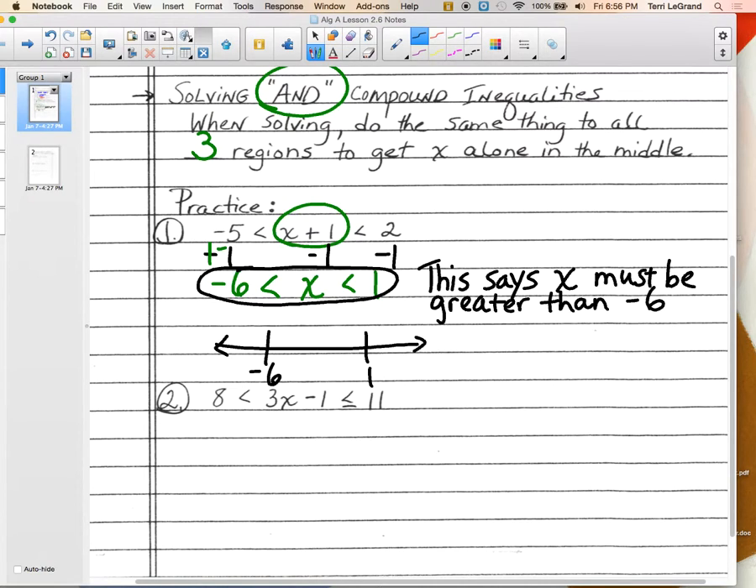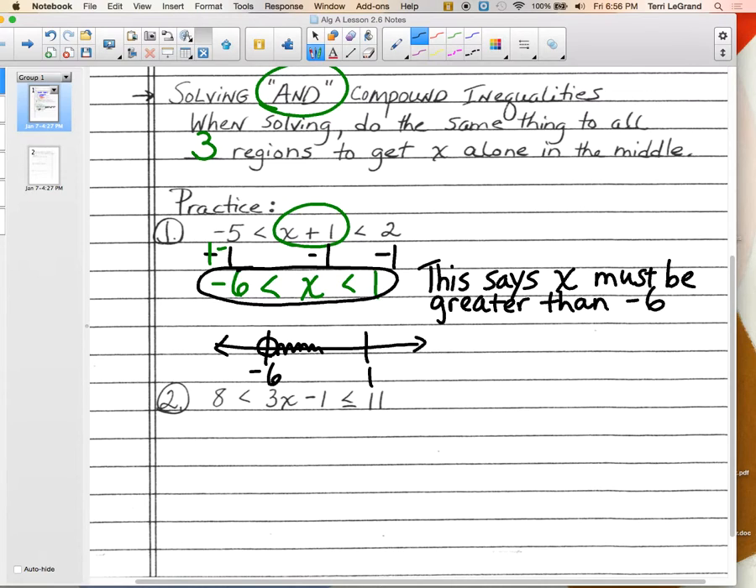So negative 6 is not included. So we're going to put an open circle at negative 6. And what are the numbers that are greater than negative 6? To the left or to the right? Well, those are going to be these guys going this way. So we're just going to make that little scribbling there for a little bit.